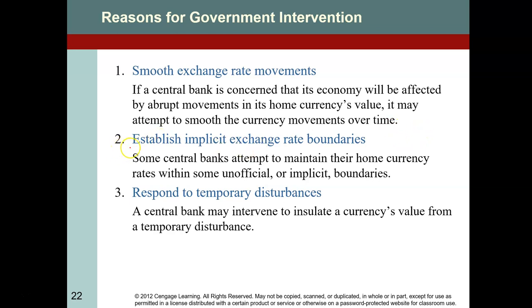Number two, establish implicit exchange rate boundaries. Some central banks attempt to maintain their home currency rates with some unofficial implicit boundaries. Number three, respond to temporary disturbances. A central bank may intervene to insulate a currency's value from a temporary disturbance, such as a financial crisis, such as the virus outbreak recently. A central bank can do something to keep the currency value strong.